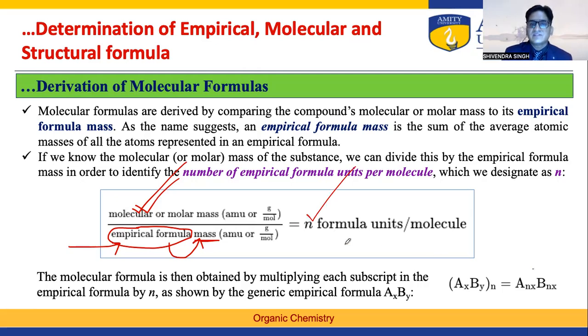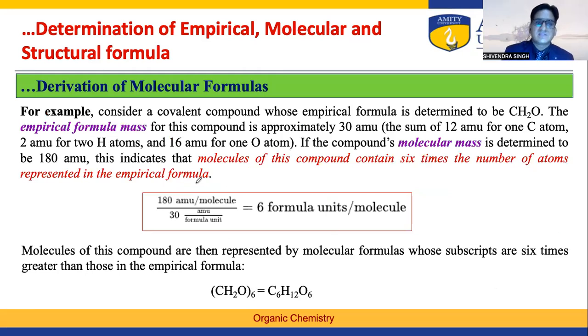What we have to do at the end is multiply this n with the empirical formula. Suppose we have the empirical formula AxBy, and on the basis of molecular weight and empirical formula mass, we have the value n. We simply multiply AxBy by n, and this will be our molecular formula.